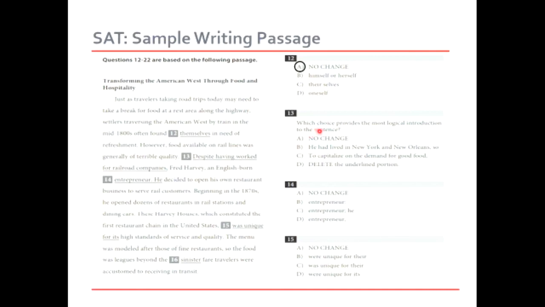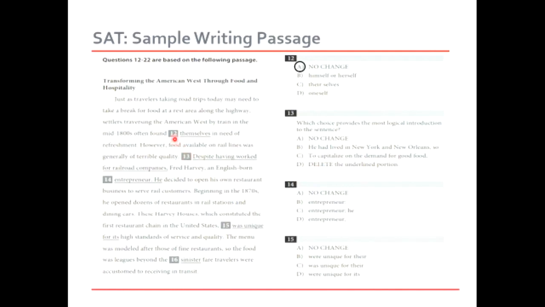Question number 13. Which choice provides the most logical introduction to the sentence? All right, so over here, if we read the passage, let me read the line. It says, despite having worked for railroad companies, Fred Harvey, an English-born entrepreneur, that's where the sentence ends. Okay, so let's read the options. A, no change. B, he had lived in New York and New Orleans. C, to capitalize on the demand for good food. And D, delete the underlined portion.